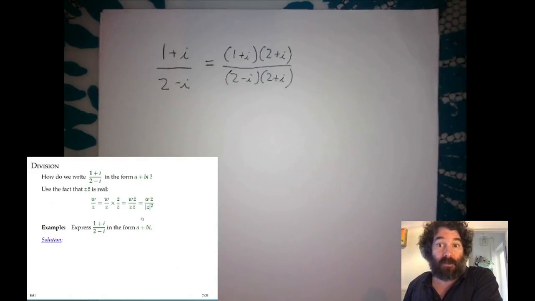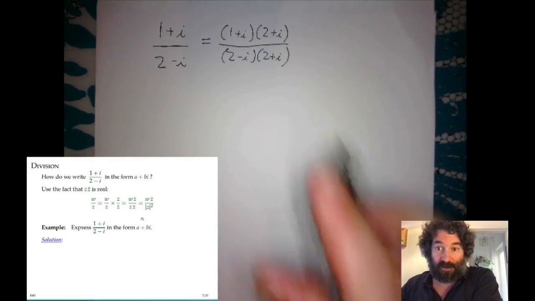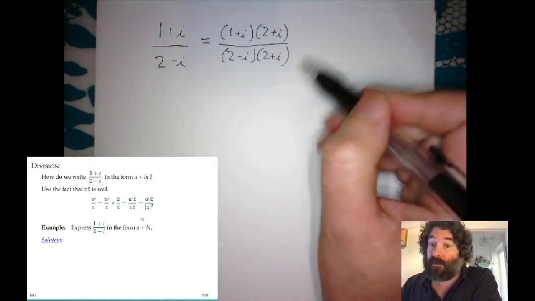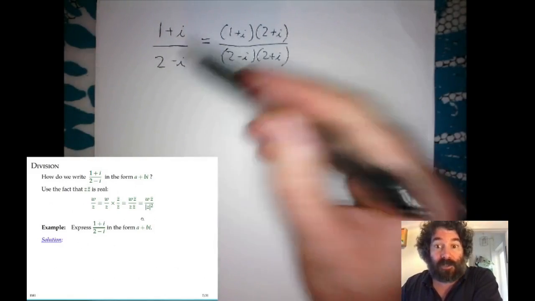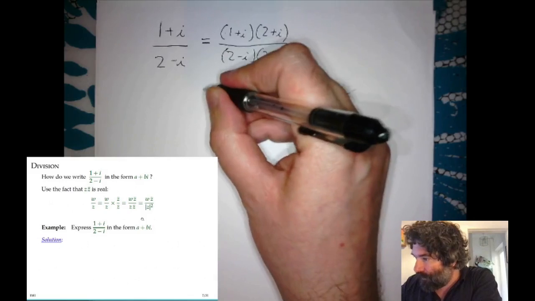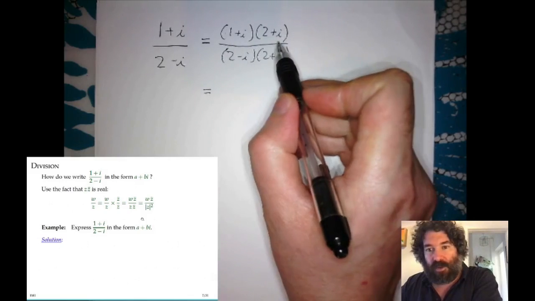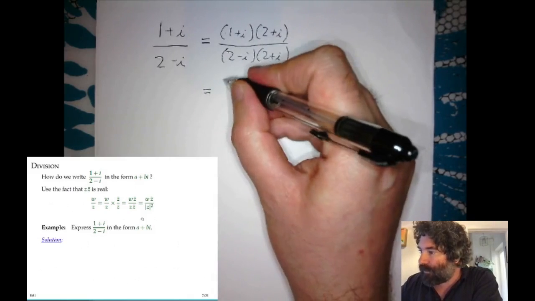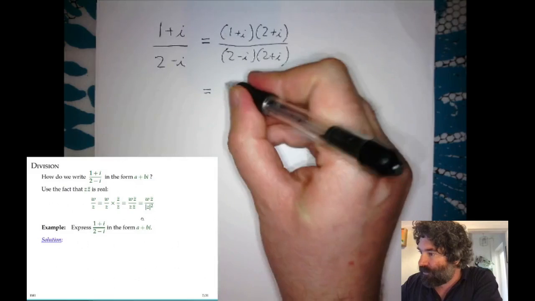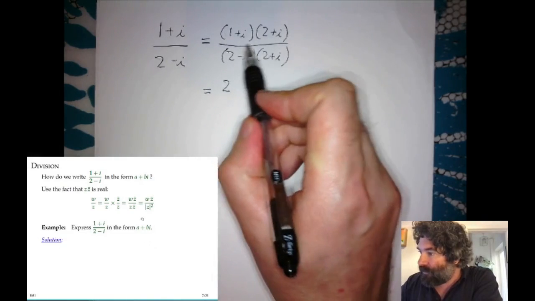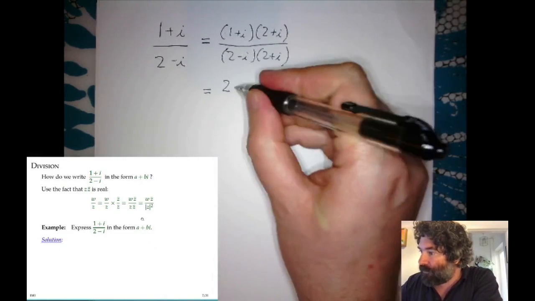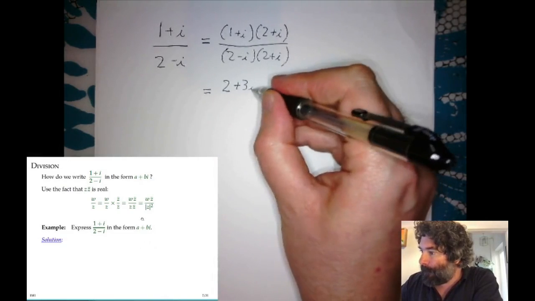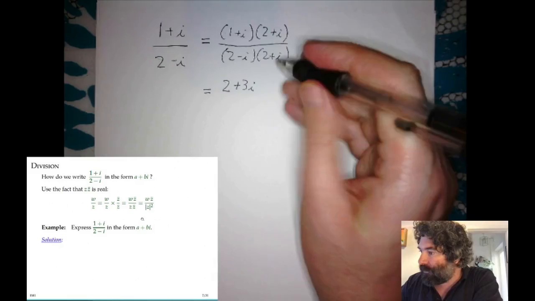And so once we work this out, the numerator and the denominator, we'll see what the real and imaginary parts are of this quotient of two complex numbers. In the numerator, let's multiply this out as we've done for the other multiplication. So we have 1 times 2 is 2, plus 2i plus i, so plus 3i, and then plus i squared.